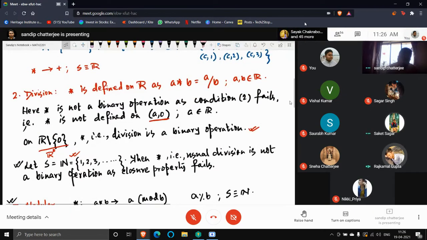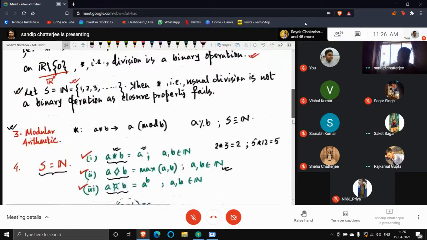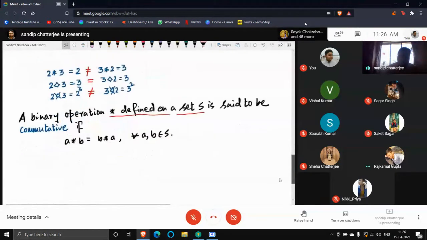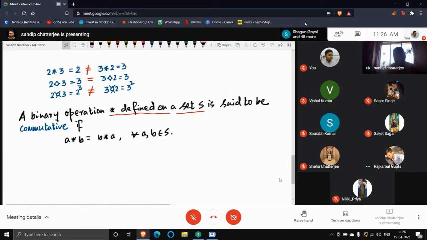Real numbers minus 0. Great. The set of non-zero real numbers, and on that set division is a binary operation. Now, is that binary operation, that is division, commutative or associative? What is your take on that? Non-commutative. And associativity? Non-associative. Okay, non-associative.